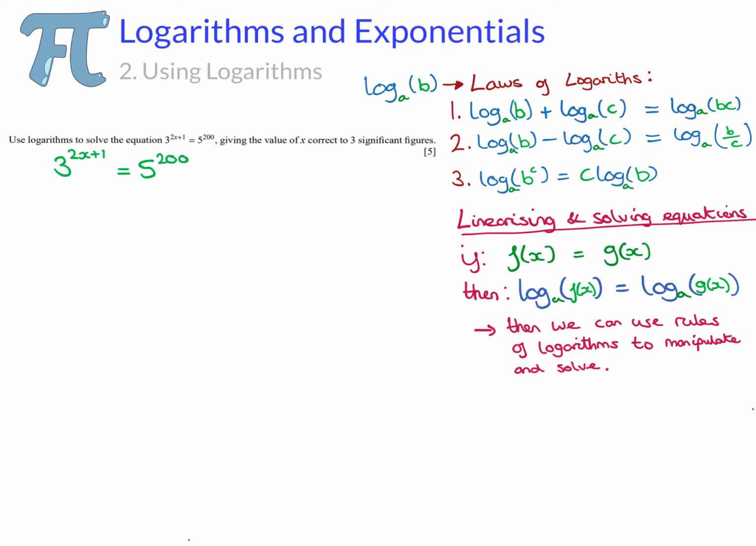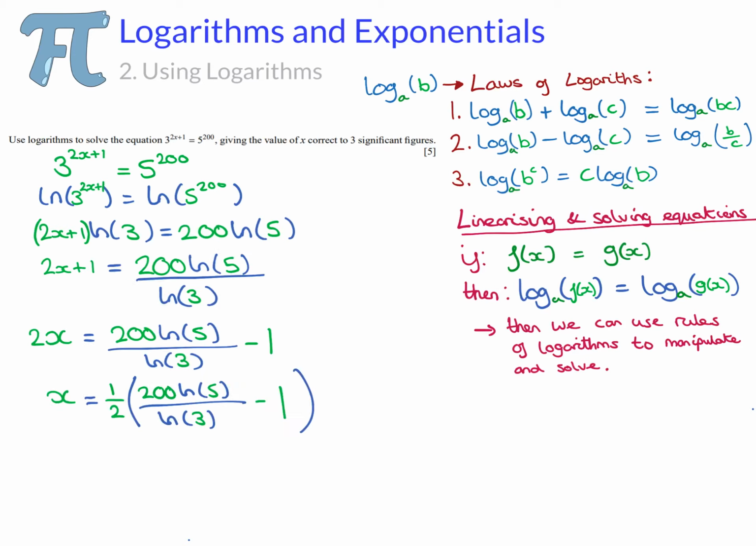For the first question, I'm going to choose to apply a log base e, a ln, to both sides of the equation. We then use rule 3 to rewrite both of the terms. After we rearrange a bit, we obtain this equation. Notice that the terms ln 3 or ln 5 are no problem to us, since we can just type them into a calculator and it will work out their value for us. When we type this expression into a calculator, we obtain that x is 146 to 3 significant figures.